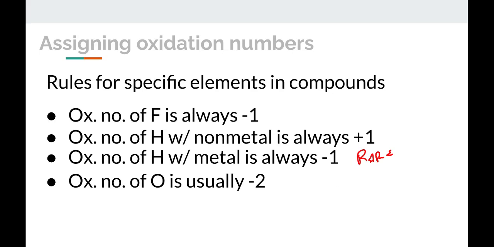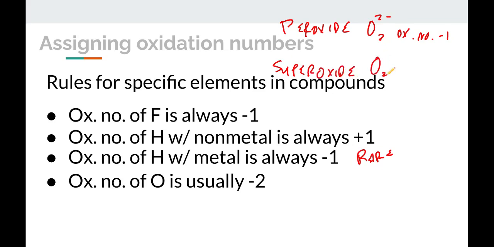Now, there are some exceptions. Here's one exception. A peroxide, this is a polyatomic ion. It's 2 oxygens bonded together, and it carries a 2- charge. The oxidation number when oxygen is in this ion is a -1. And then there's another polyatomic ion called superoxide.